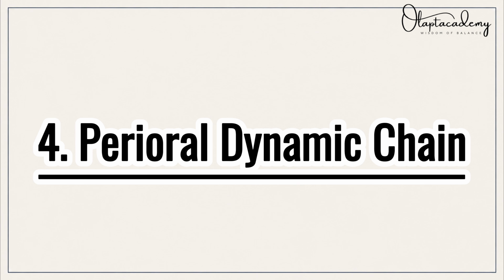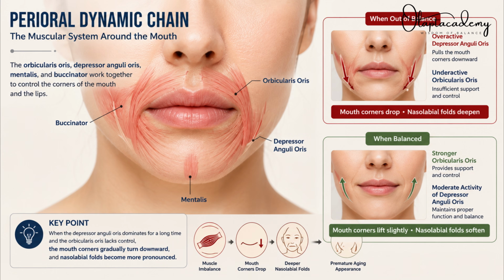Number 4, perioral dynamic chain. The orbicularis oris, depressor anguli oris, mentalis, and buccinator muscles work together to control the lips and corners of the mouth. When the depressor anguli oris becomes chronically dominant while the orbicularis oris lacks adequate control, the corners of the mouth gradually pull downward, making the nasolabial folds appear deeper.